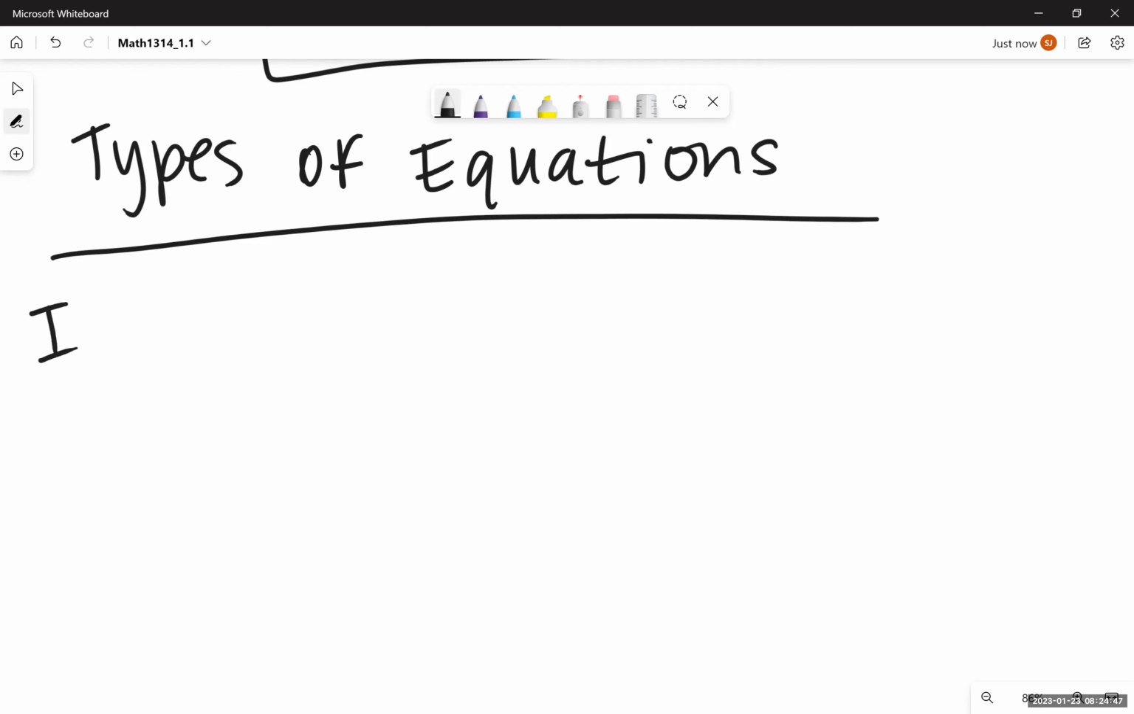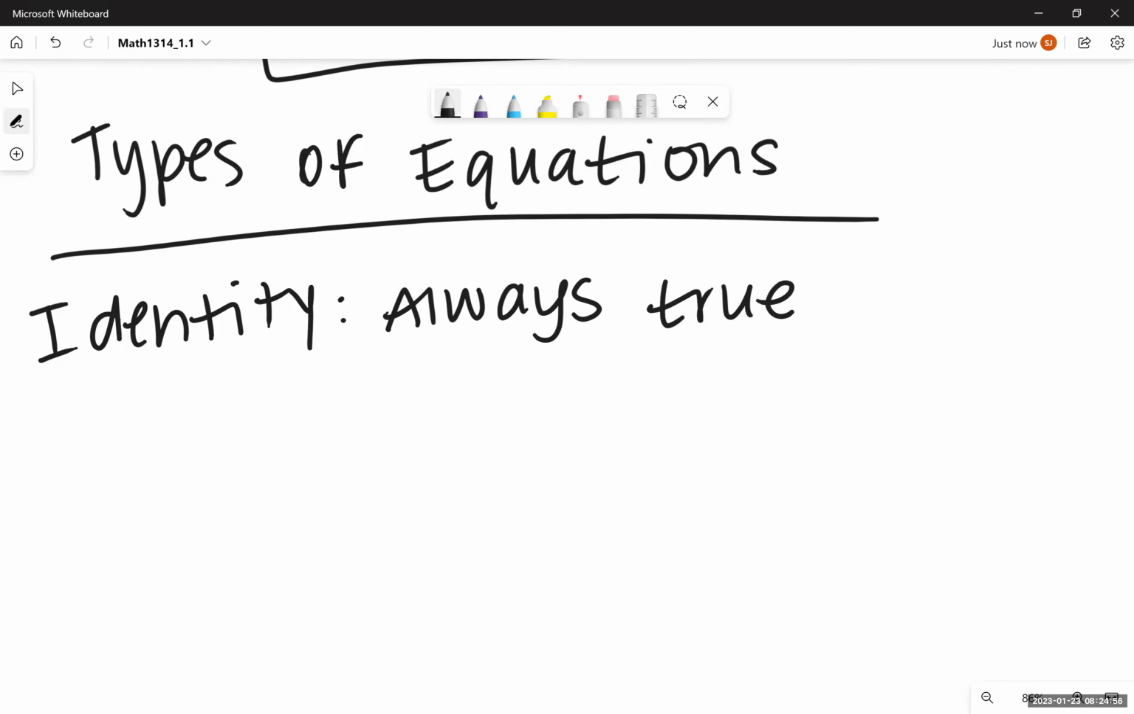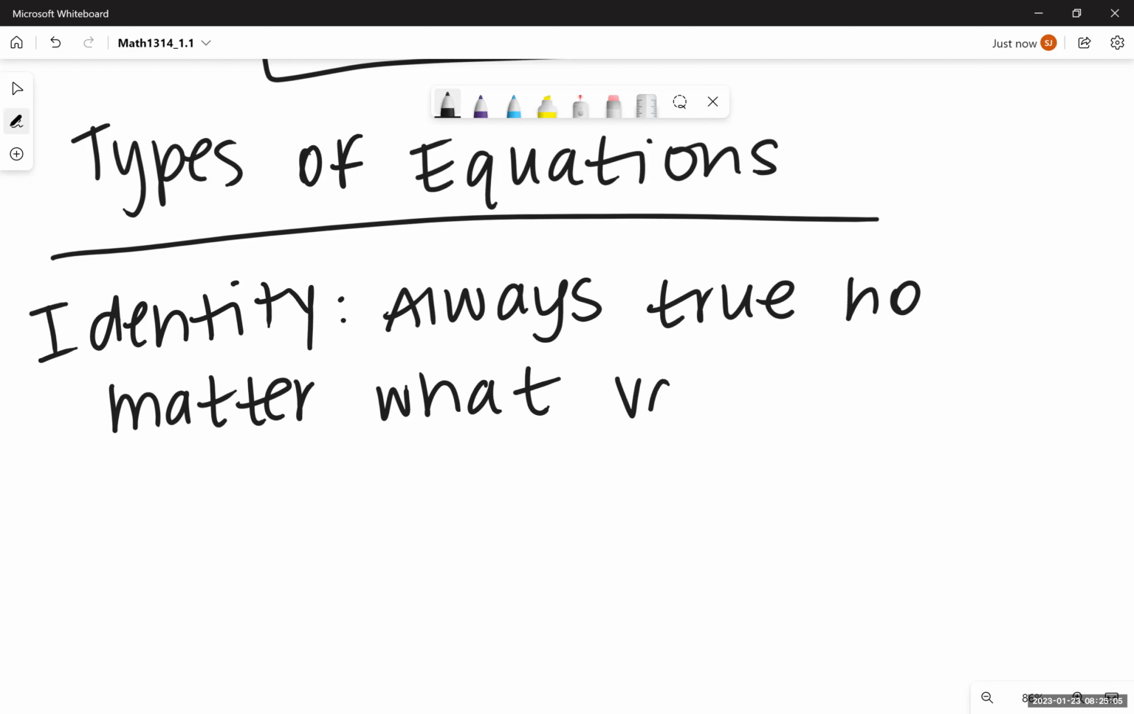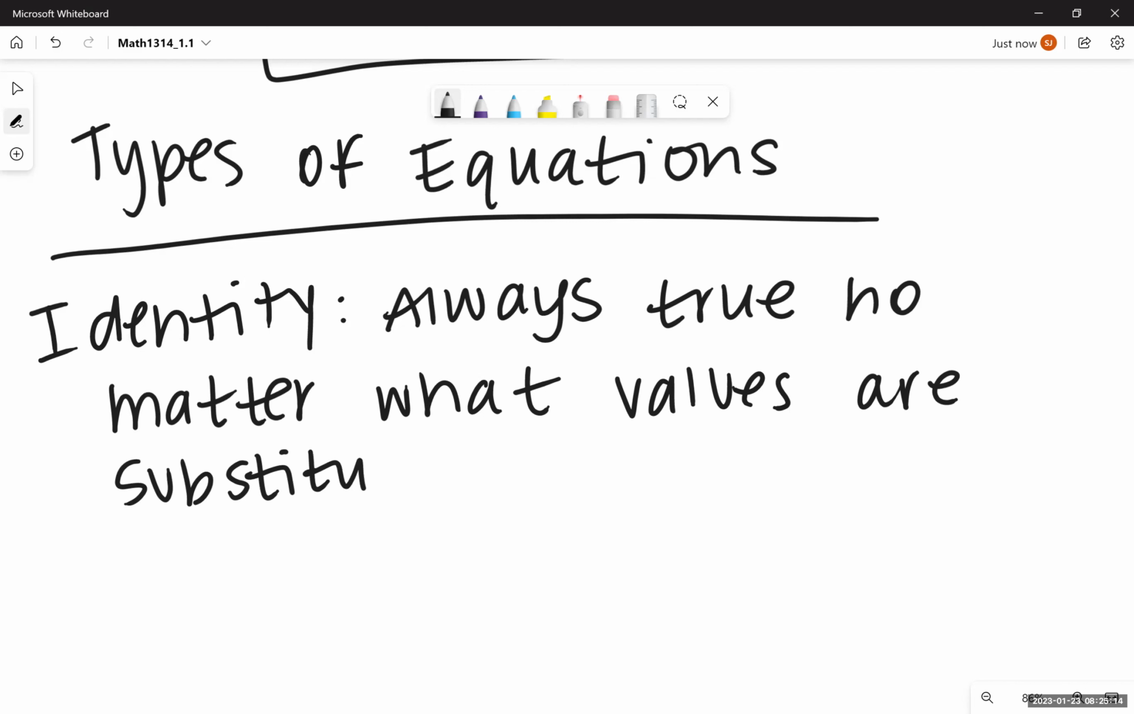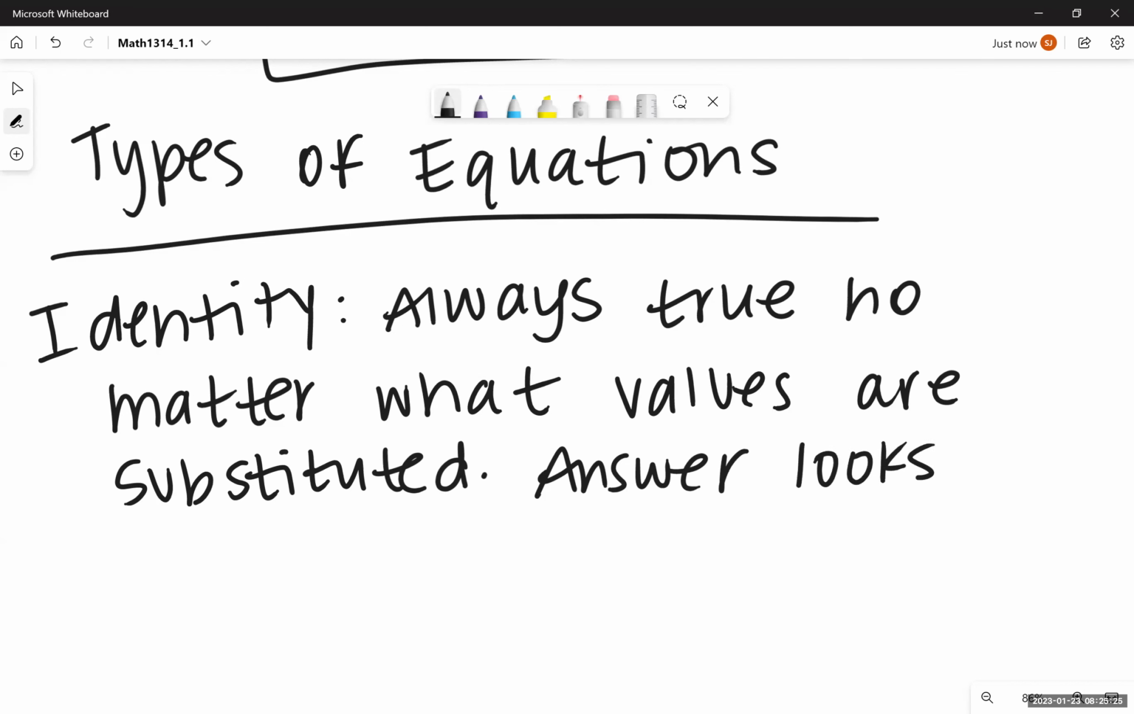Okay, so the first type of equation is called an identity. An equation that's an identity is always true, no matter what values are substituted. The answer looks like 0 equals 0.